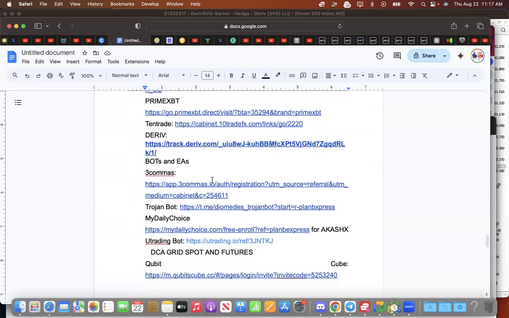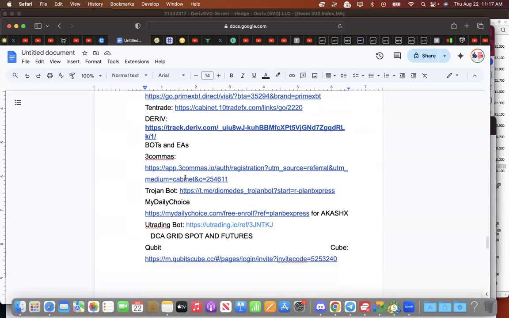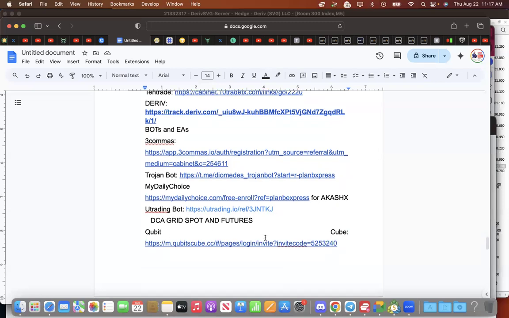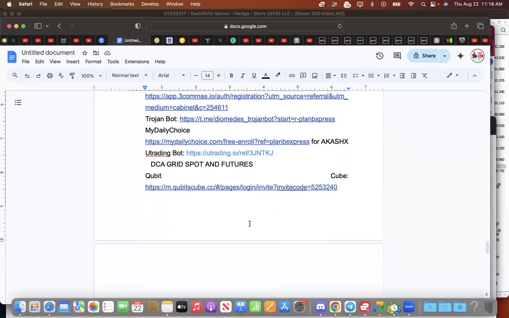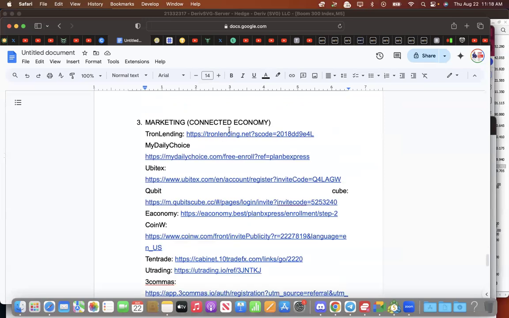Then AI support platforms: we have 3Commas, we have Raydium. We have Trojan Bot for memecoin. So my daily choice gives you access to ArcaX to trade. Then we have a trading bot for DCA, then you have Bybit that we just mentioned. Those are the platforms you will need.